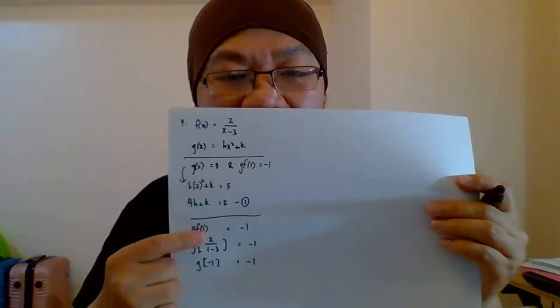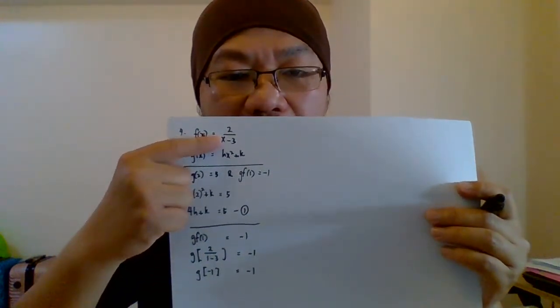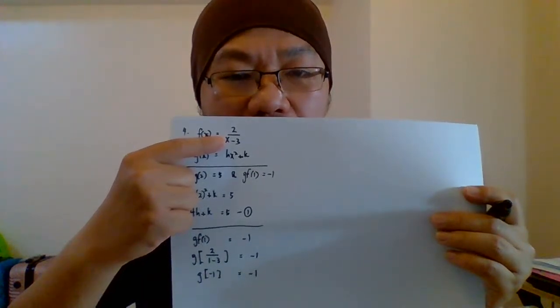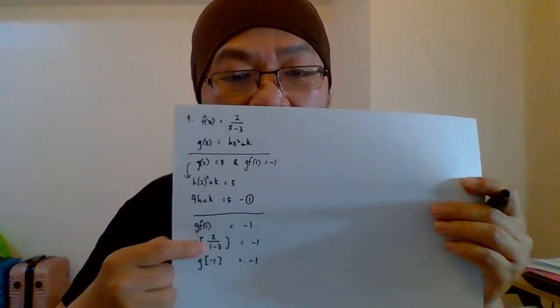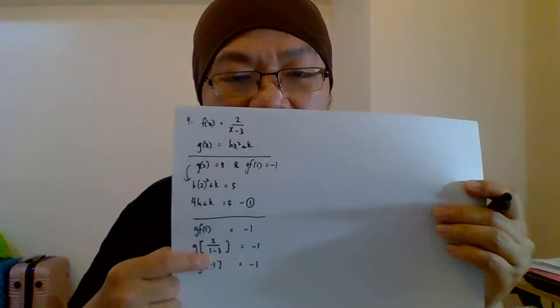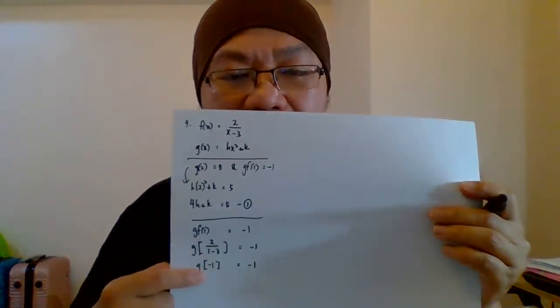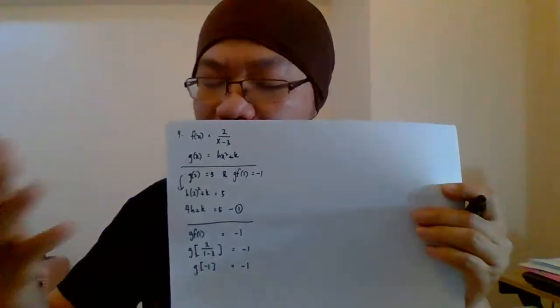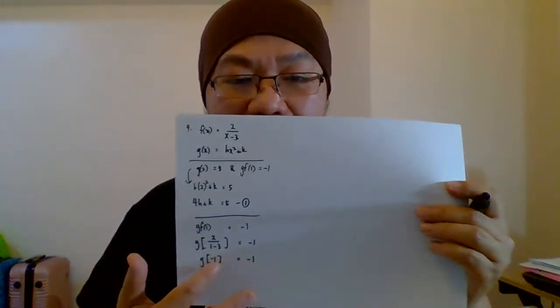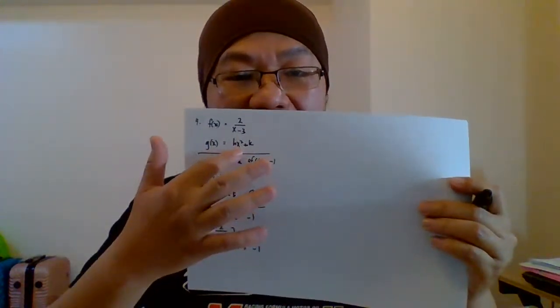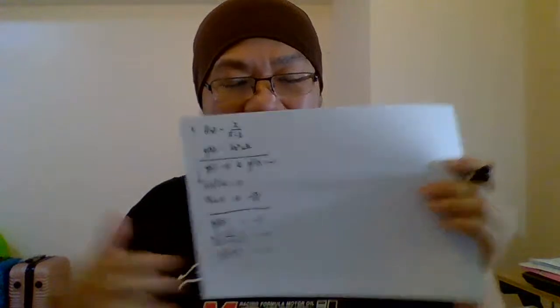f1, you solve it by substituting the 1 into the function of f, x replaced by 1. So 2 over 1 minus 3, 2 over -2, and 2 over -2 becomes -1. Now -1 becomes the new object for g. Substitute into g here. Your x is now replaced by -1. So it becomes h times -1 squared, tambah k sama dengan -1.